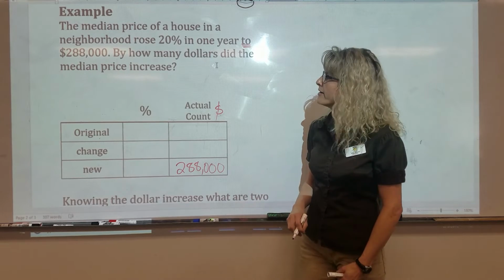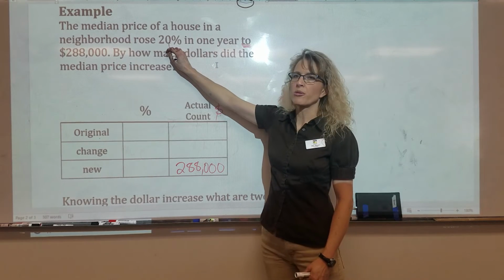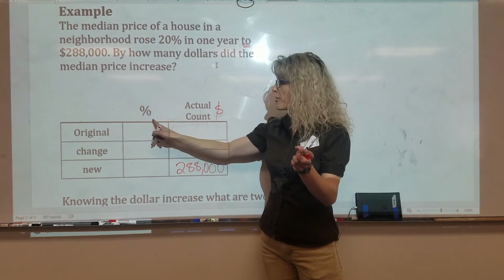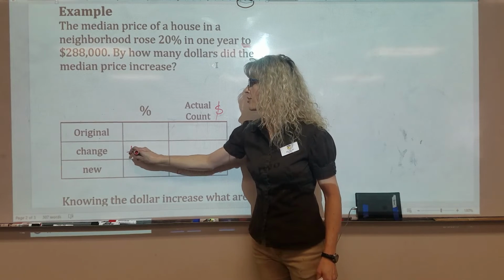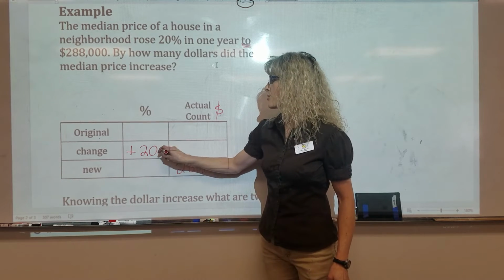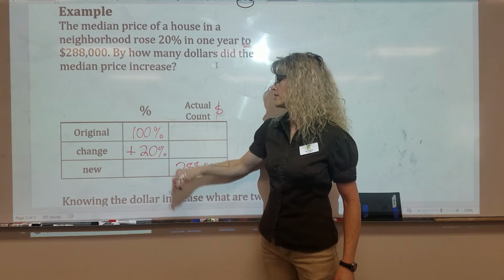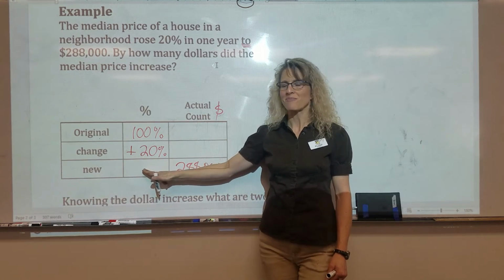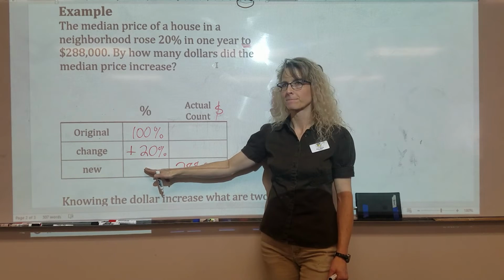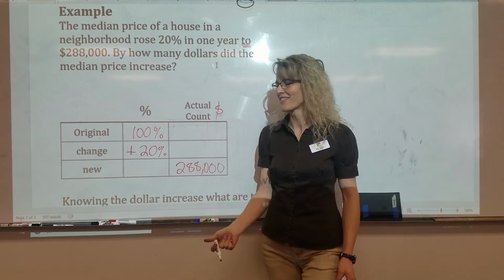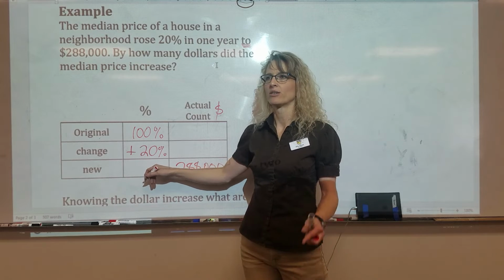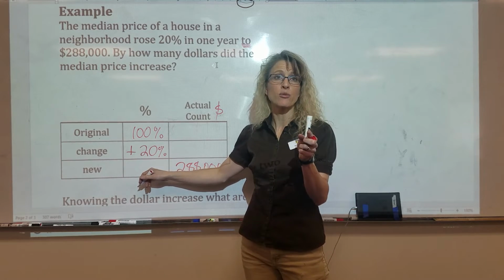$288,000. Okay? It rose 20%. That's a change. So I know my percent of change is going to be a rose or a plus 20%. And I know my original is always 100%. What value goes here? Think. All right, get ready? 80%. Ooh, I heard two numbers. I heard 80 and I heard 120.